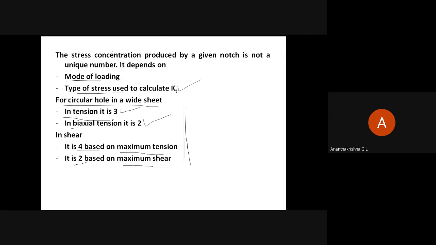So that is the value. Normally for a plate with a hole we have seen that we get around 2.76 as the value of KT.